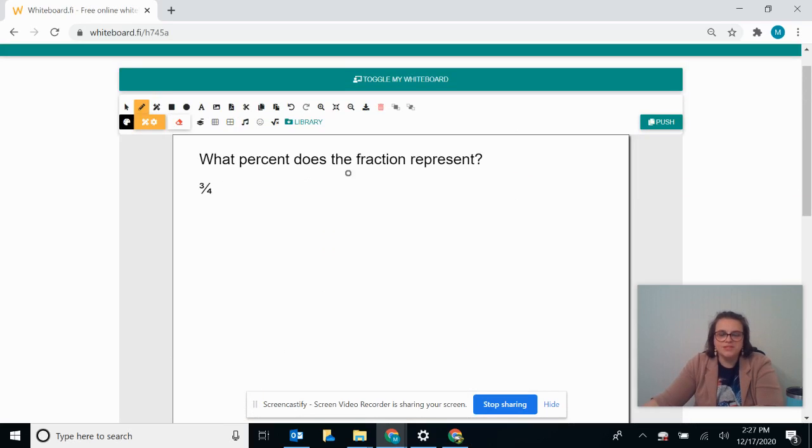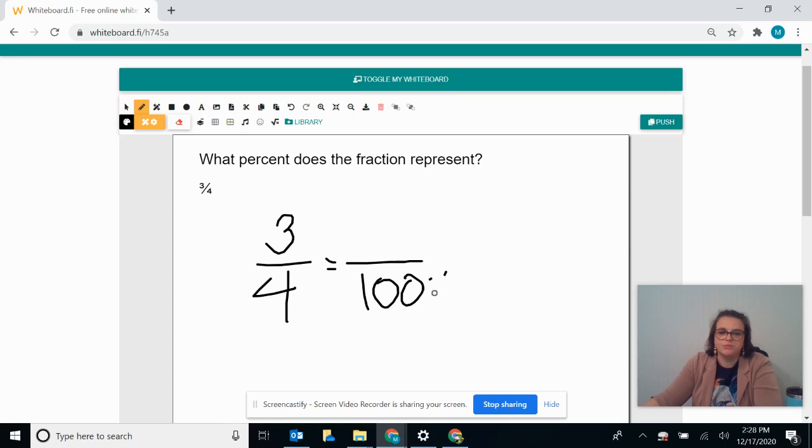All right. What percent does the fraction represent? So this fraction is 3/4. Now, if you know your fractions and you know the benchmark percents we learned about, you could do this a different way, but I'm going to show you the long way where you do some math. So what you're going to do is create an equivalent fraction and make the denominator 100. You make it 100 because 100 is a whole when you're talking about a percent. And we don't know what the actual percent is.